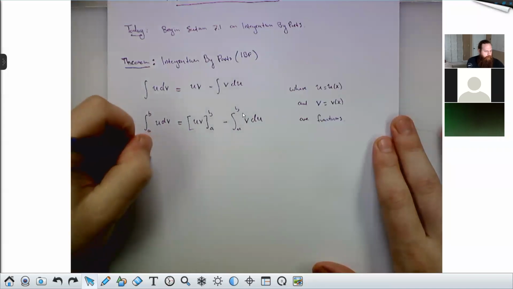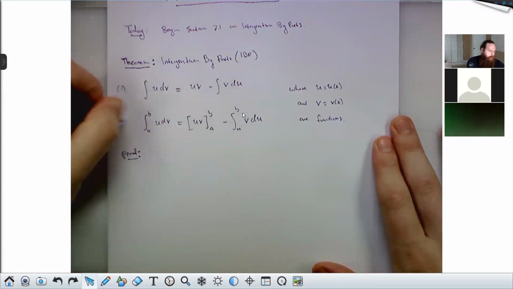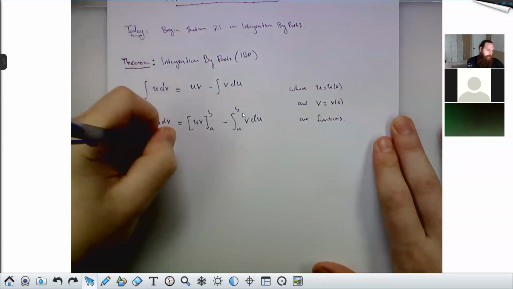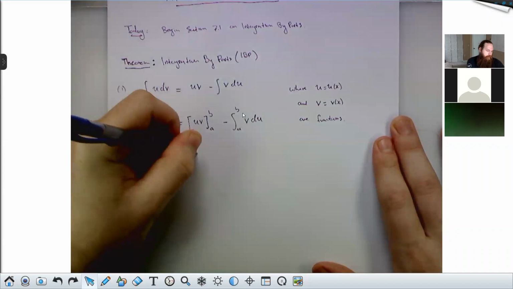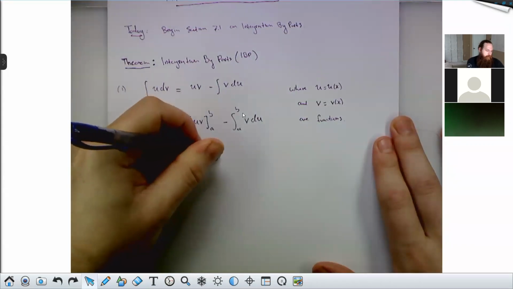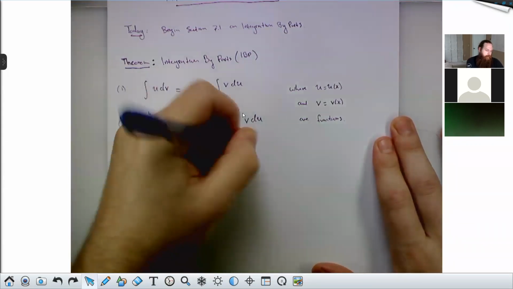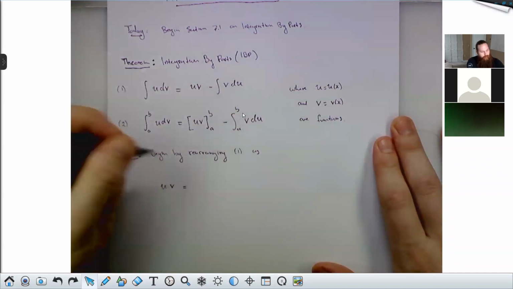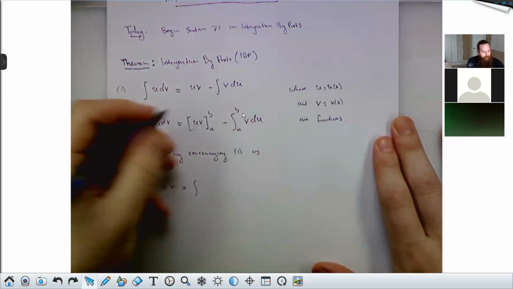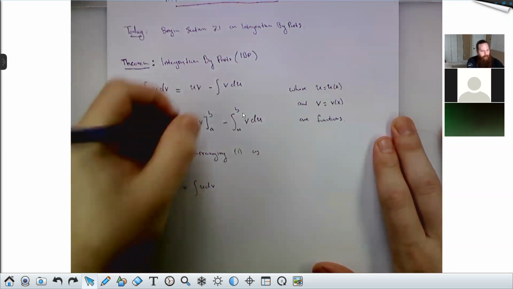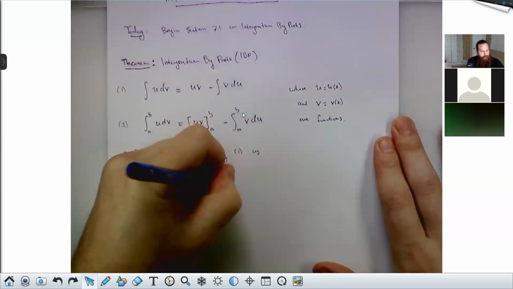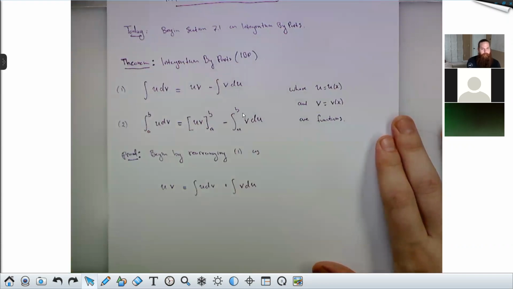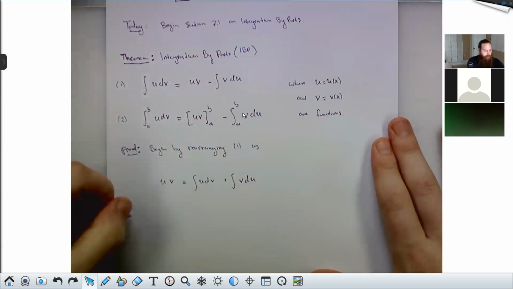We begin by rearranging the formula. So I'll call this equation 1, I'll call this 2. Begin by rearranging 1 as u times v equals the integral of u dv, I'm just adding this over, plus the integral of v du. And then we differentiate.